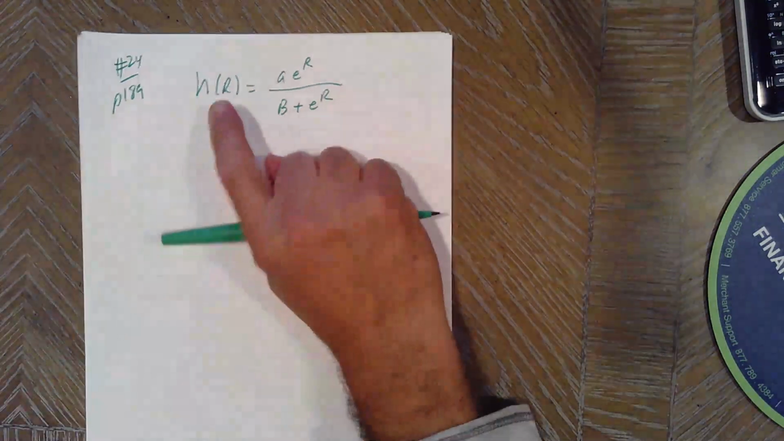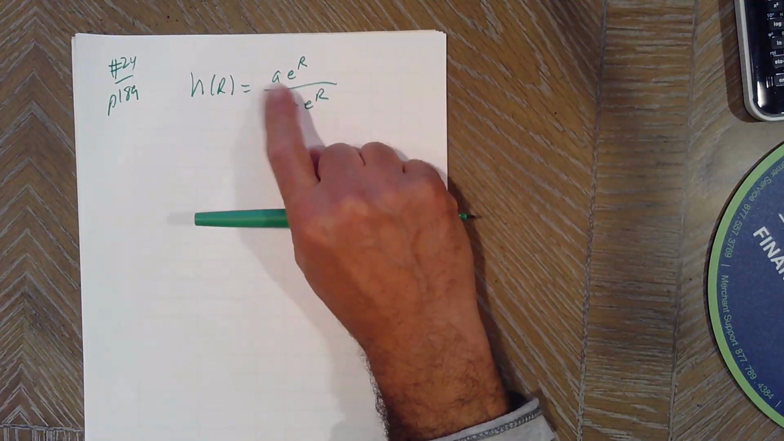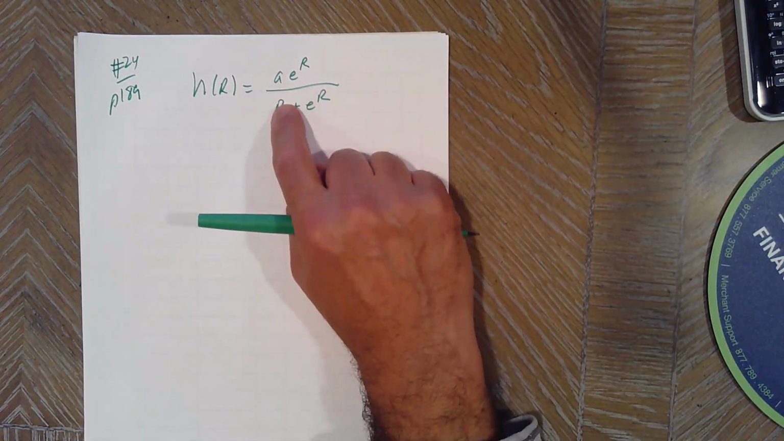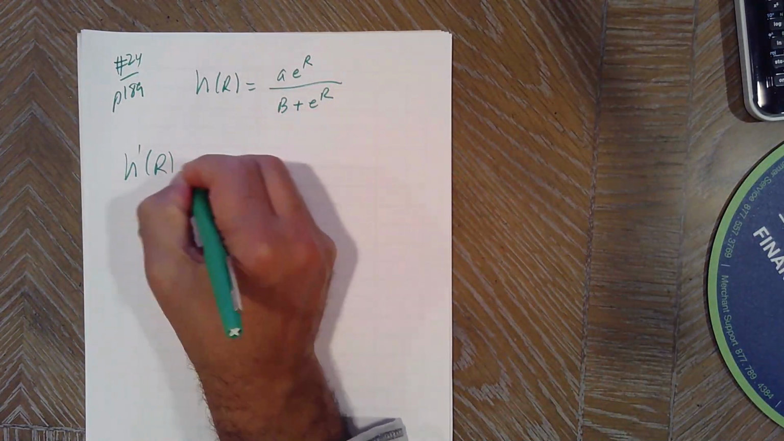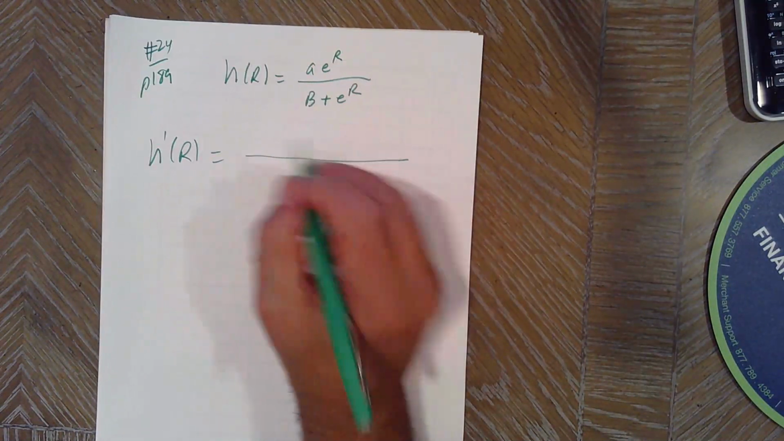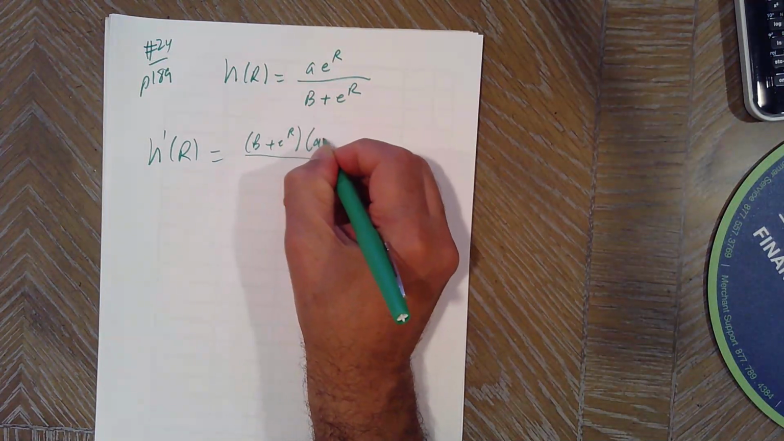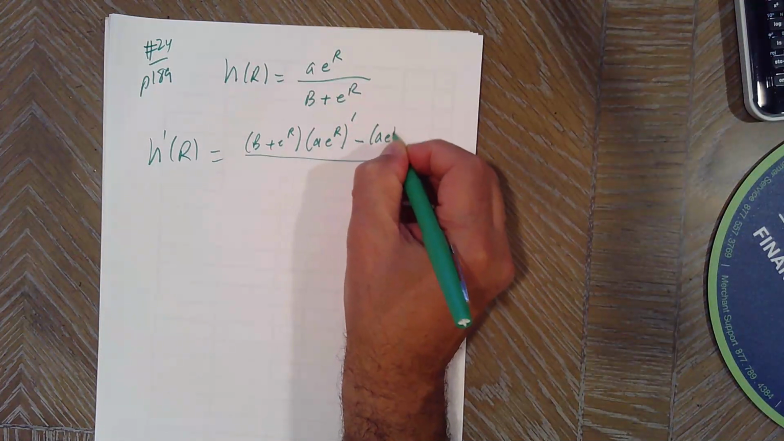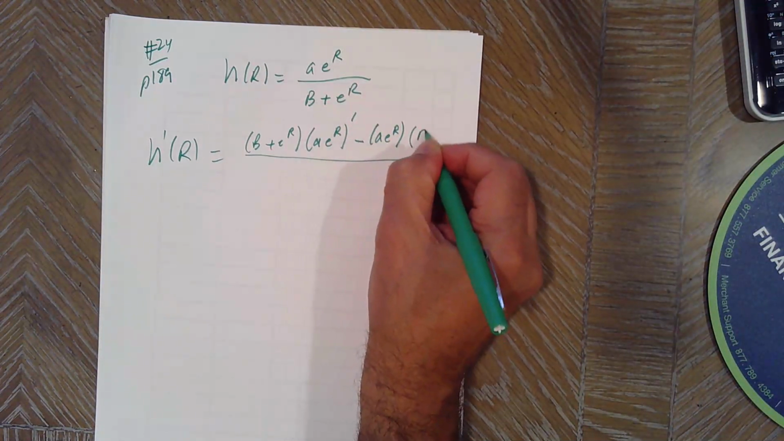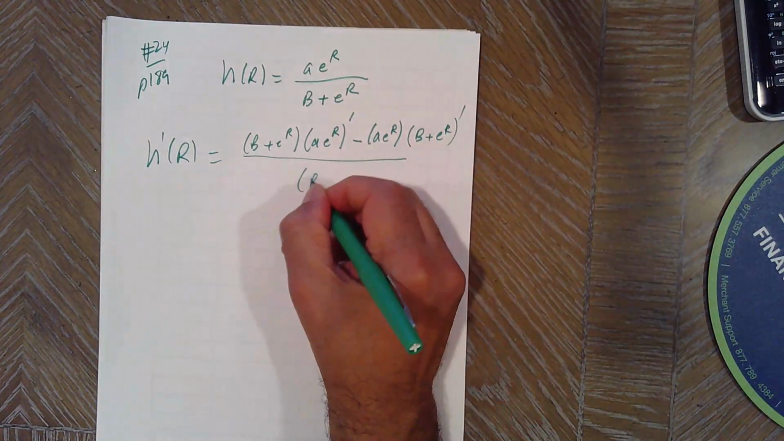Differentiate. Okay, so r is the variable because it's h of r, and a, b are constants. So these are like numbers. R is the only variable in there. So to do the quotient rule, we fix the bottom times the derivative of the top, minus the top times the derivative of the bottom, over the bottom squared.